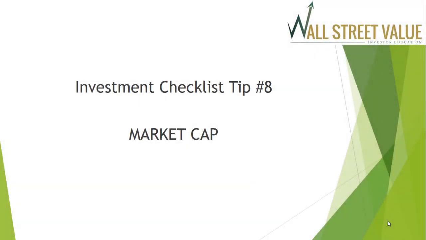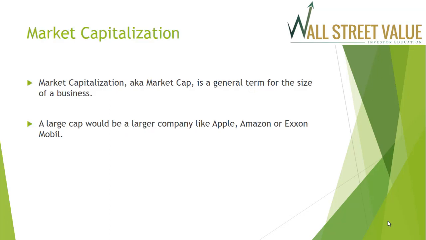Today, we're going over investment checklist tip number 8, market cap, which is also known as market capitalization. This is a general term for the size of a business, and most of the stocks that we hear about would probably be large cap stocks. So, a larger company like Apple, Amazon, ExxonMobil, Nike, McDonald's, and so on and so forth. An example of a mid cap stock would be Bed Bath & Beyond. And when we're talking about small caps, these are lesser known companies. One example is Brinks, the armored truck company, but a lot of the companies that fall under the small cap category would be stocks that you're probably unfamiliar with.